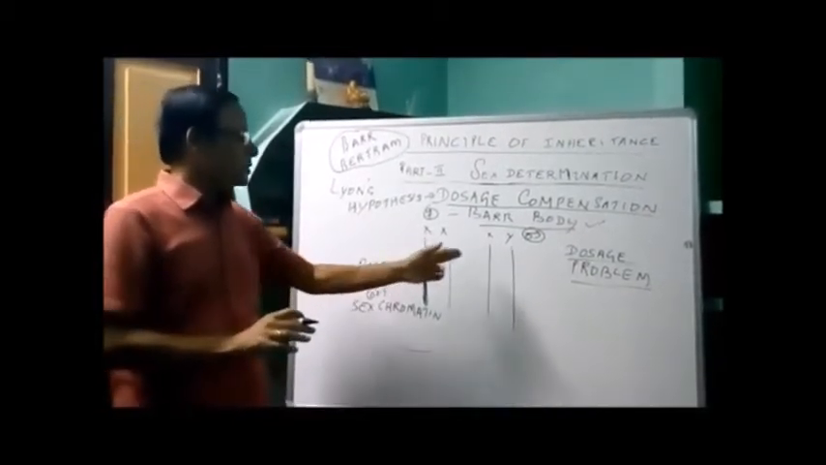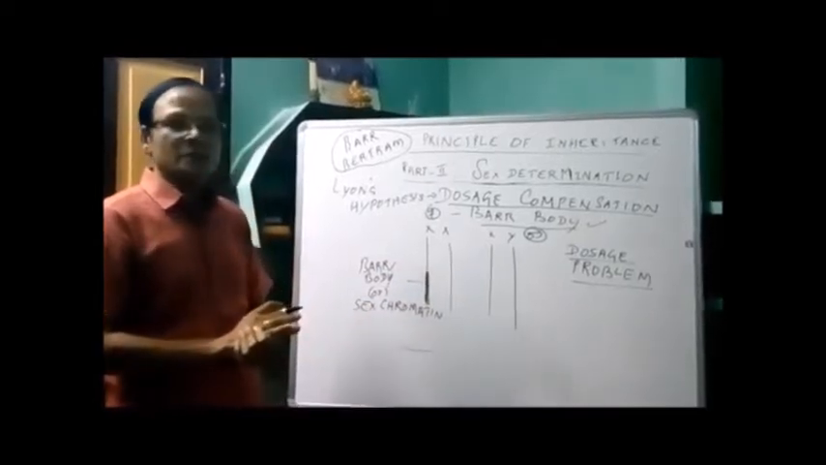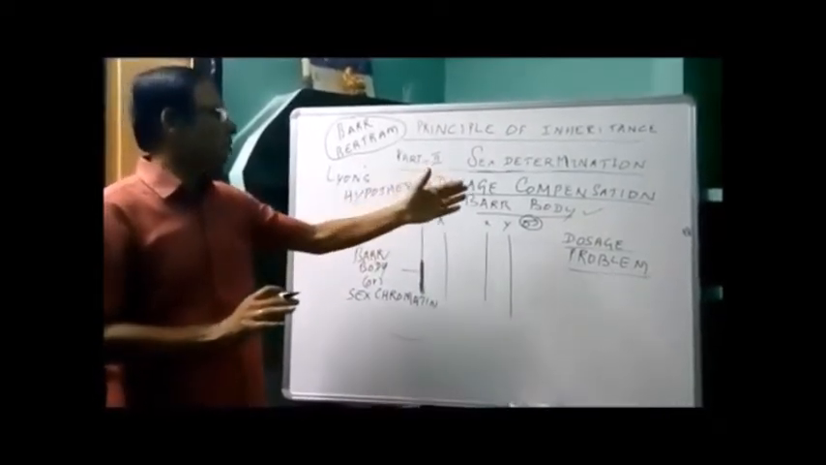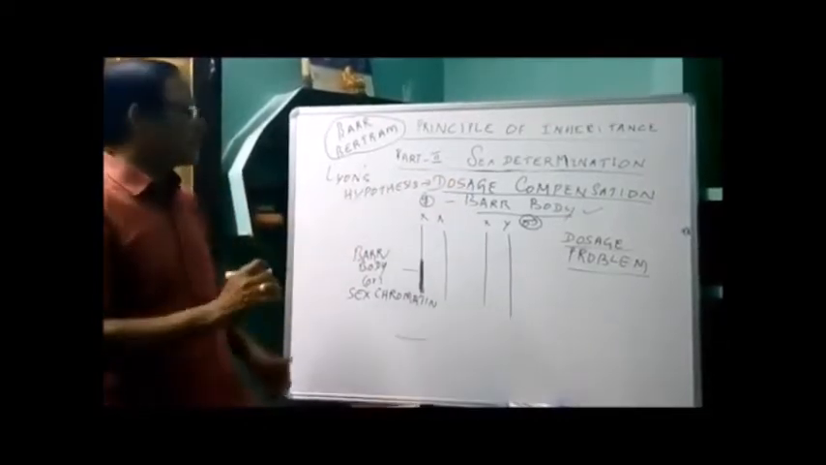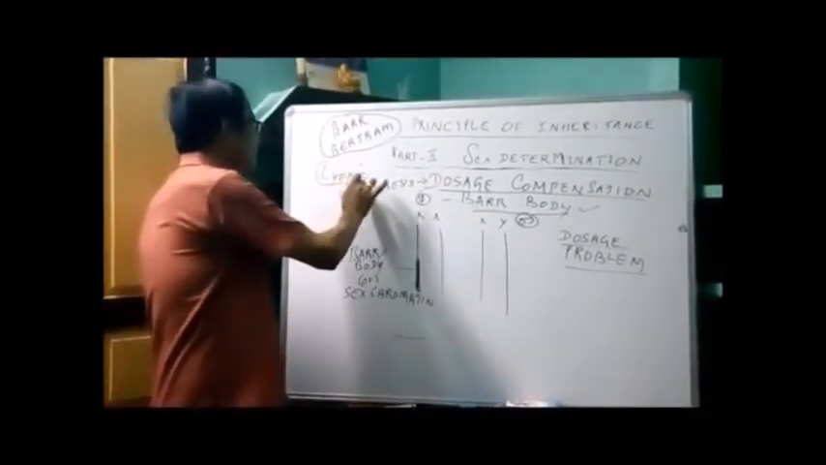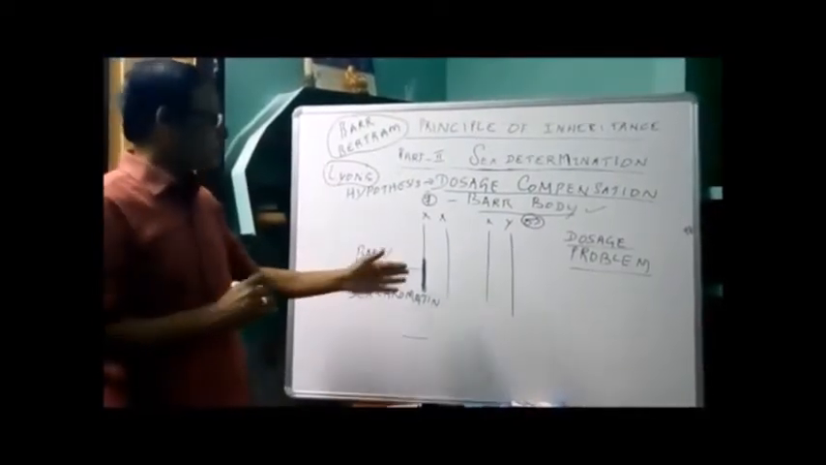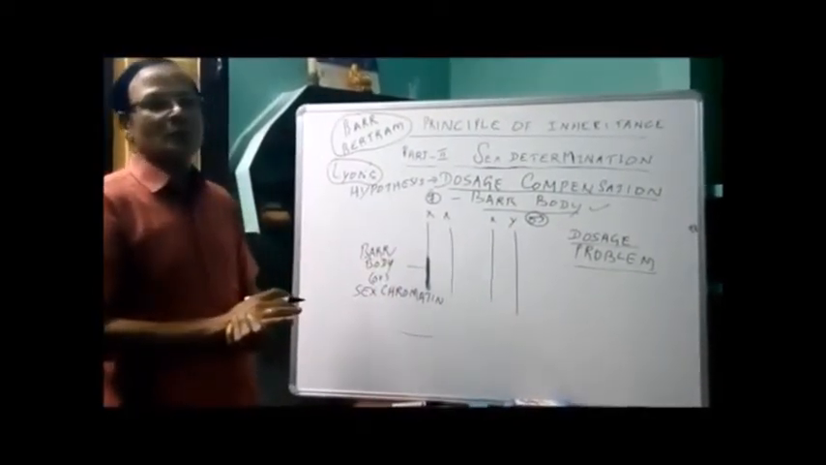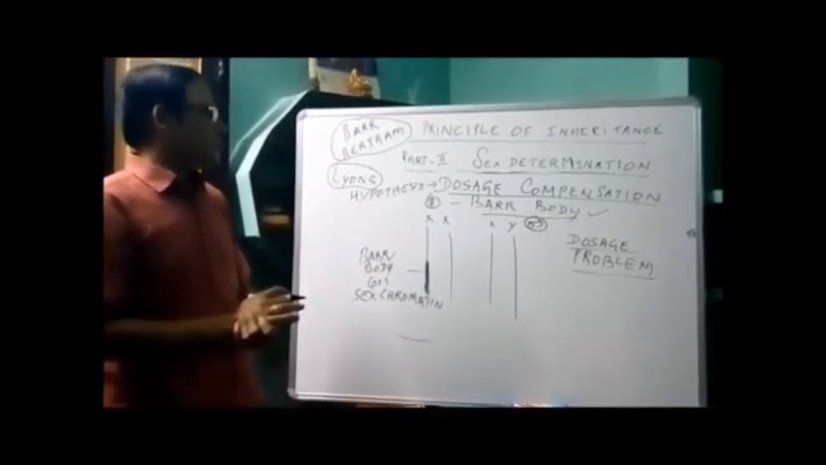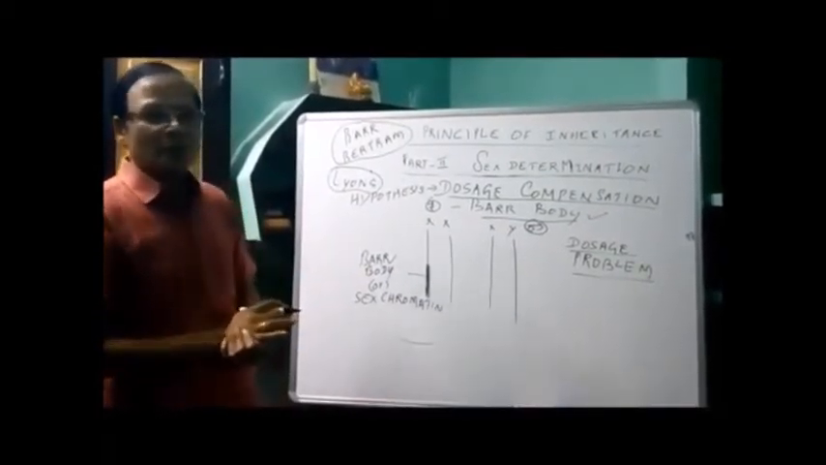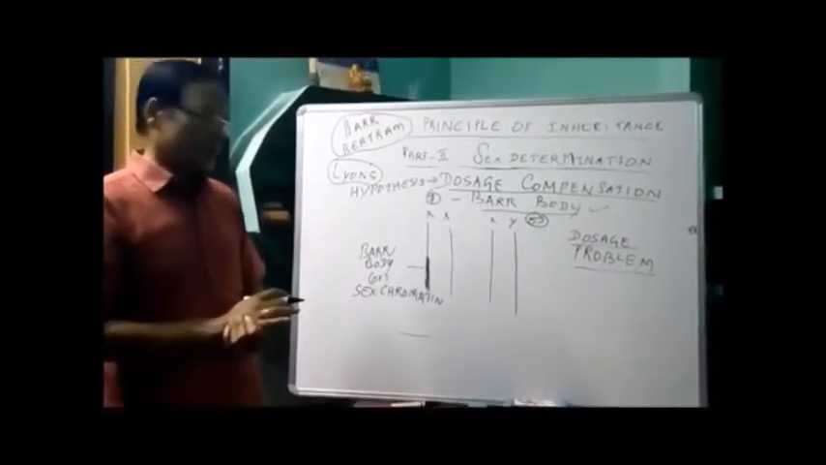So both males and females have the same dosage of genes, and that is called dosage compensation or Lyon's hypothesis, as it was proposed by Lyon. Lyon only proposed that the inactivation is because of the presence of the Barr body. Now, it is being used in Olympic Games to check whether the female participant is a true female or not.